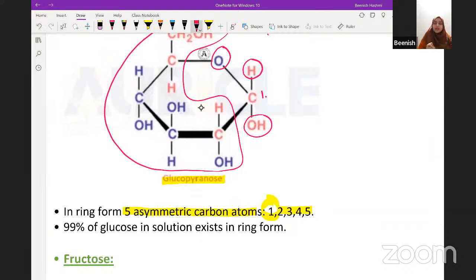So the ring form has 5 asymmetric carbon atoms, whereas the straight chain form of glucose only has 4 asymmetric carbon atoms because of the difference at carbon 1. Now, 99% of glucose in solution exists in ring form. We all know that 99% of glucose exists in solution, and in solution glucose exists in ring form. So indirectly or directly we say that 99% of glucose is existing in ring form.